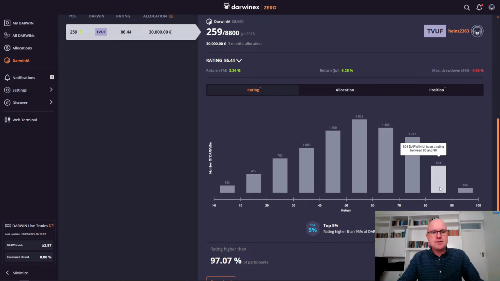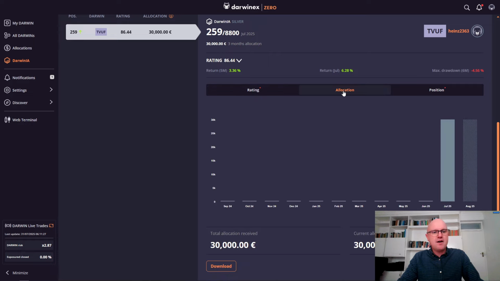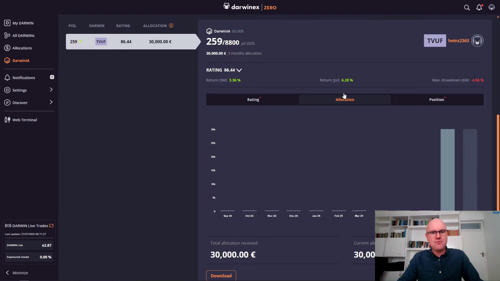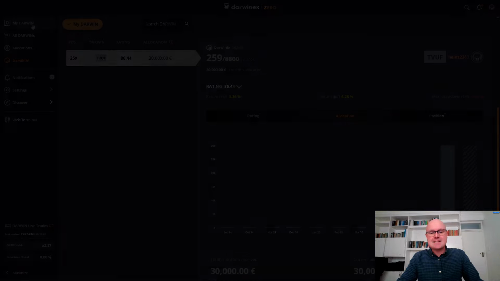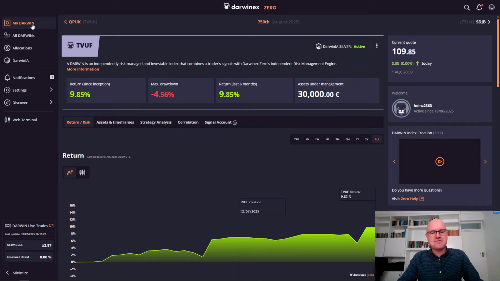And the total return in the month of July was 6.28% with a maximum drawdown of 4.56. Now this means for the next 3 months I'll receive the allocation of 30,000 euros, which I can use to generate my performance fee. And moving forward, I can also receive additional allocations depending on future months' performance and how the AI performs in the live environment. So as my Darwin is running, these are constantly updated, and you'll see it already has its latest ranking for the month of August.